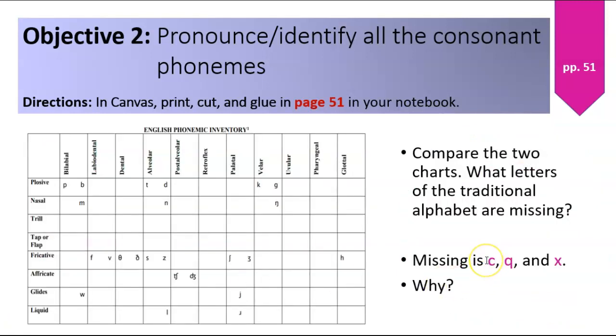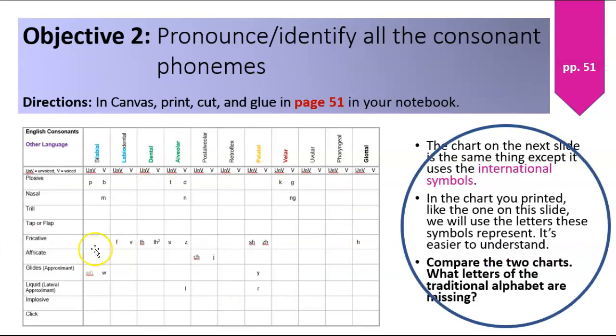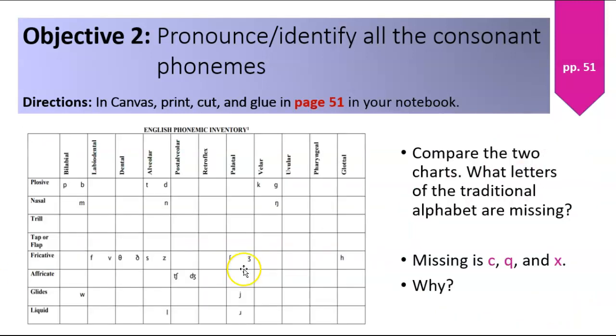So we found out that the C, Q, and X are missing from this chart and the one that I made a little easier for you. Why? Why are they missing? Think back to what we learned in class. Why would they be missing from the chart? Pause.